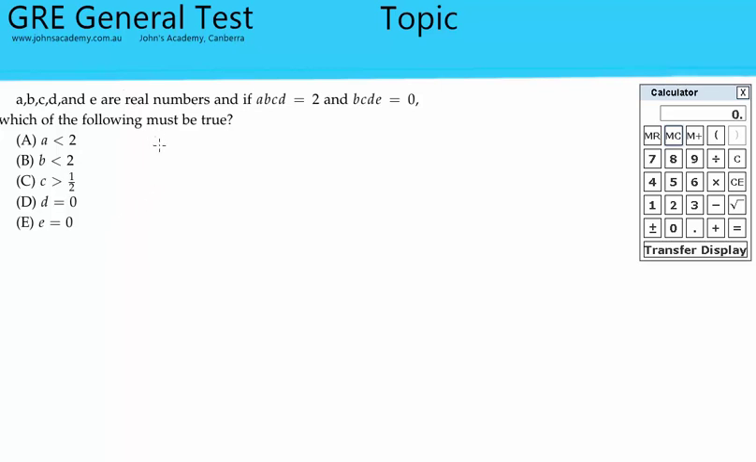In this question, we see that A, B, C, D, and E are real numbers. So what are real numbers? If x is a real number, we write it like this: x is between infinity and negative infinity.